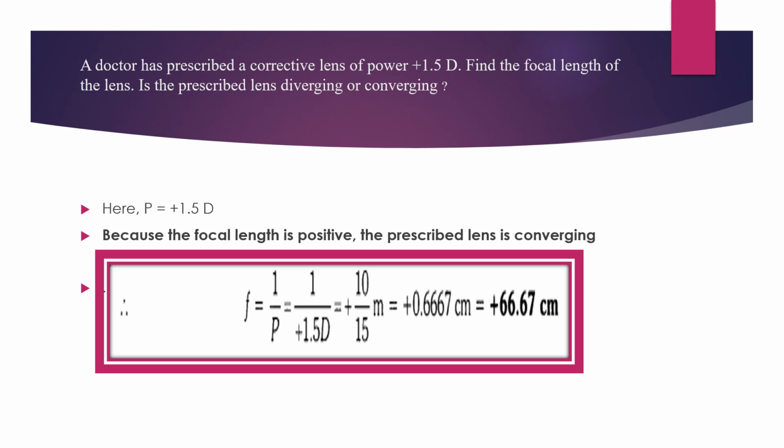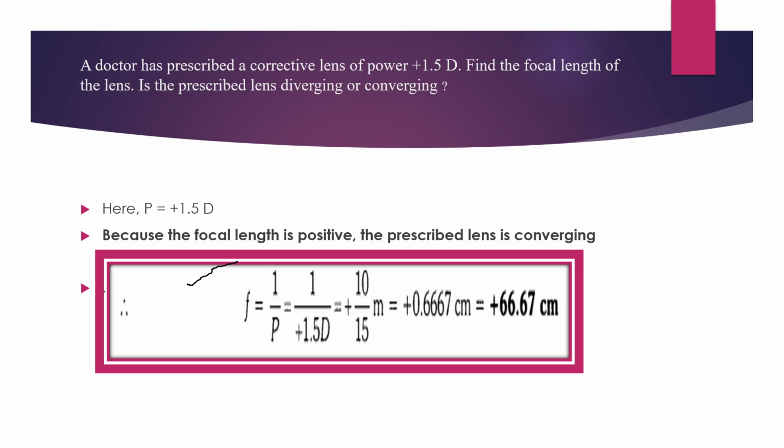Now here, what is the power they have given? Positive 1.5 diopter. We know the relationship between the focal length and the power of a lens. So f is equal to 1 by P, that is equal to 1 by plus 1.5 diopter. I want to remove this decimal point, so I multiply with 10, and in the numerator also I multiply with 10. So I'll get 10 by 15. If you divide it, 10 by 15 will be equal to 0.667 meter, and rearranging the decimal point by multiplying with 100, you'll get 66.67 centimeter.